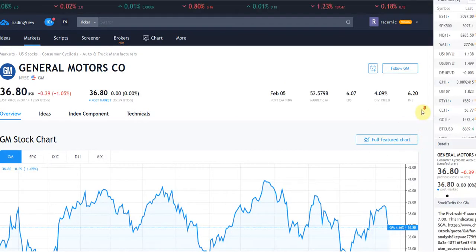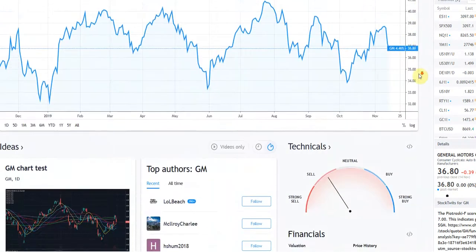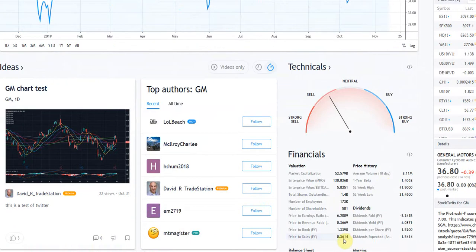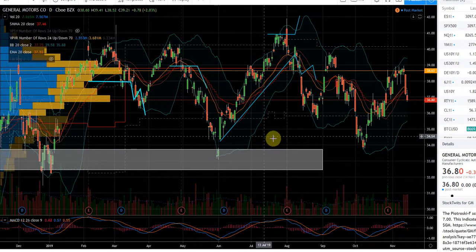From an absolute perspective, it has a 6 PE. This is a trailing PE, so it's actual results, not forward projections. And it sells at less than 0.4 times sales, and it pays a dividend. So it's not too bloated, so to speak. There's not a lot of fat to trim off this.